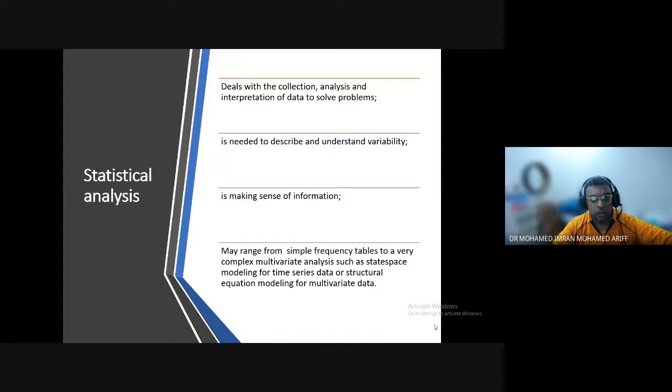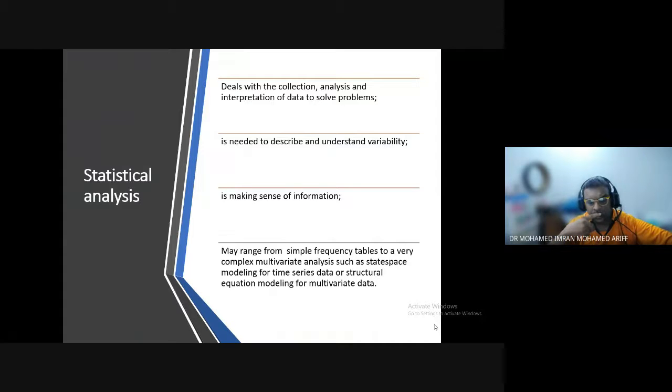Okay, so you need this data, you need statistical analysis to describe and understand variability. How the data is different from one another. How does the data collection at this stage differ from other stages? Okay, how do you describe the variability? And you need to make sense of the data. Okay, you need to make sense of the data.